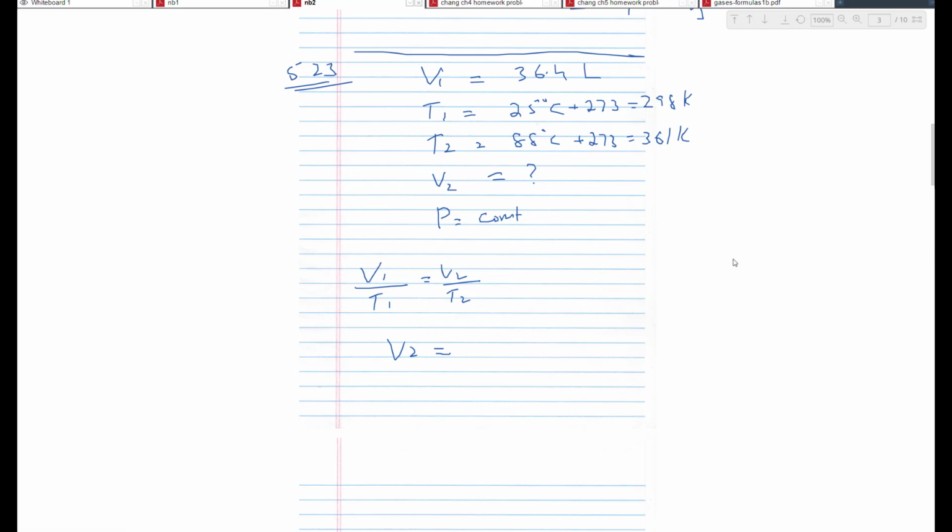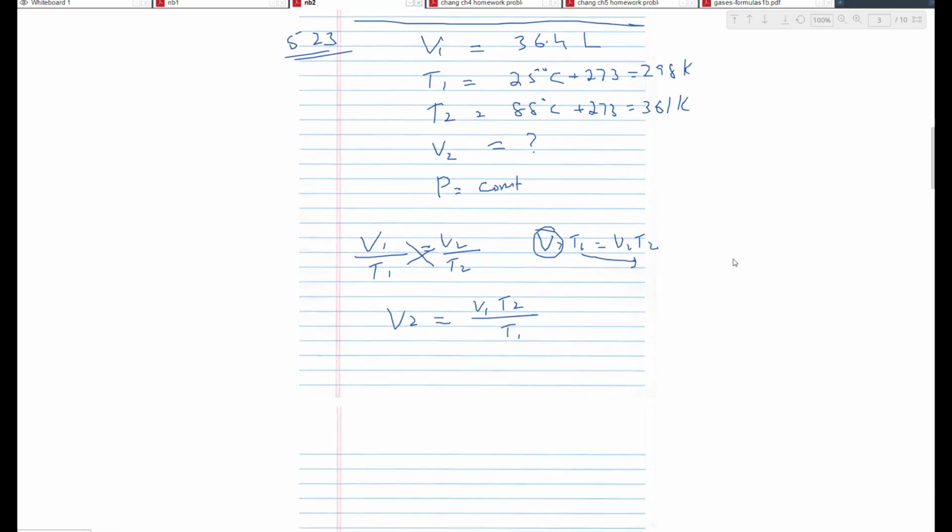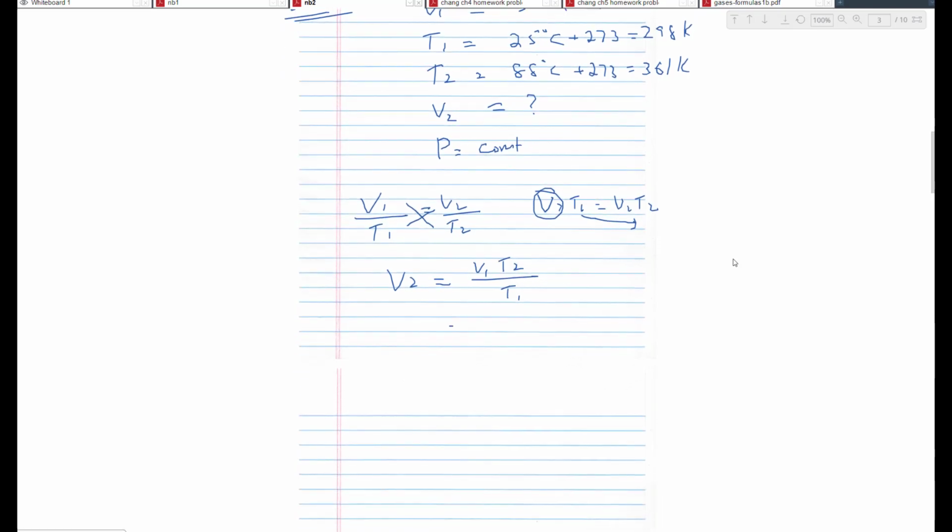So V2 is equal to V1 over T1, but it'd be V1 times T2. Cross multiplication: V1 T2 over T1. You can go directly, otherwise you can do it like this. V2 T1 is equal to V1 T2 by cross multiplying. Keeping V2 here, send the V2 in the denominator. Okay. Now plug in the value.